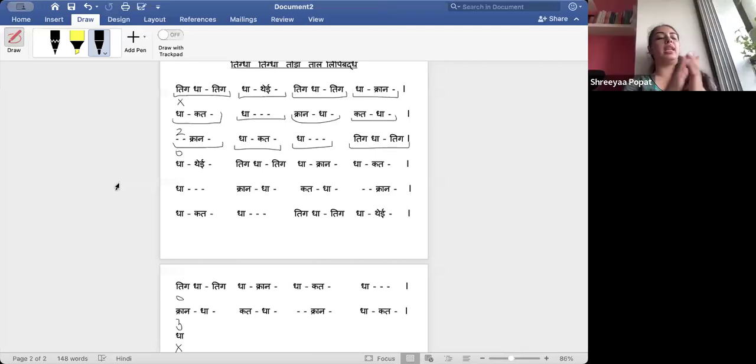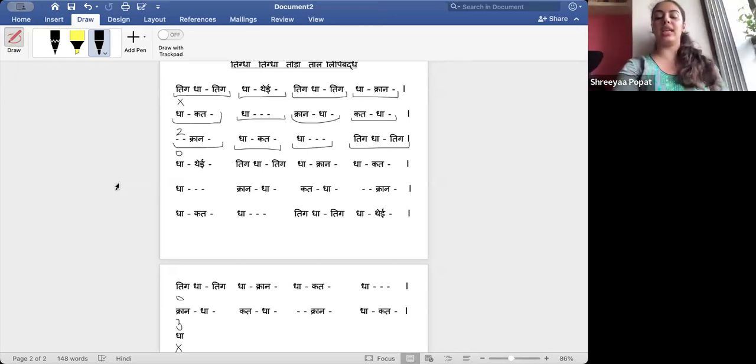Let's recite. Let's make a lay. 1, 2, 3, 4. We'll give the tal theka also side by side. 1, 2, 3, start. Tigdha, tigdha, thai. Tigdha, tigdha. Kran, dha. Kat, dha. Kran, dha. Kat, dha. Kran, dha. Kat, dha.